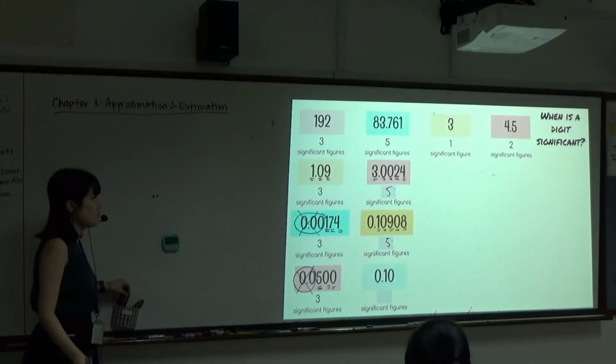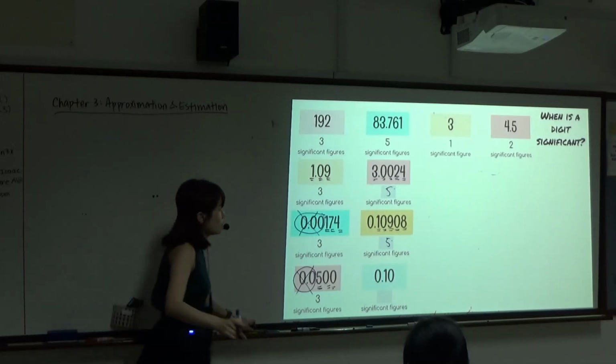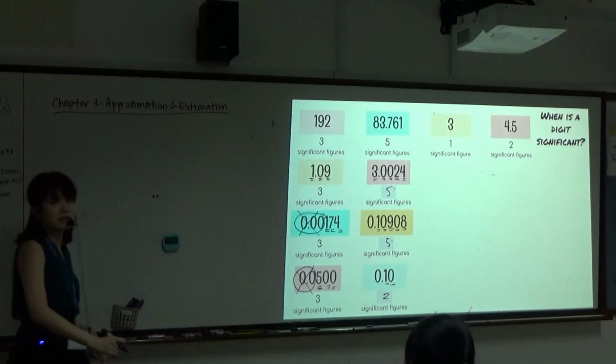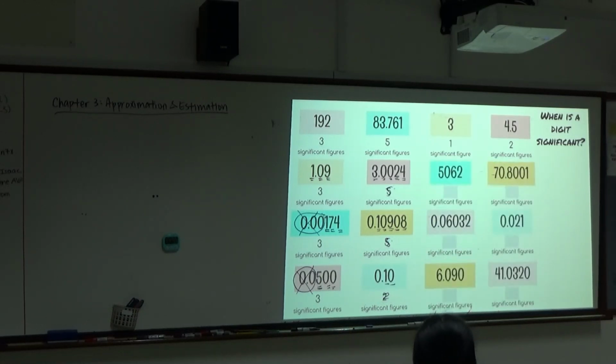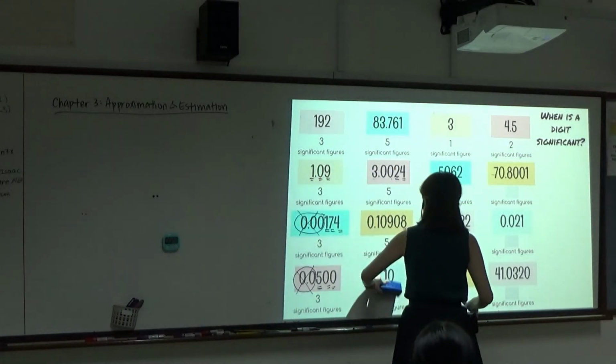Last one, 0.10. How many significant figures are there, Ian? 2. Okay, so we count this one and this one. So there are 2 significant figures. Questions? Next, remaining numbers. Can you give me the answer?